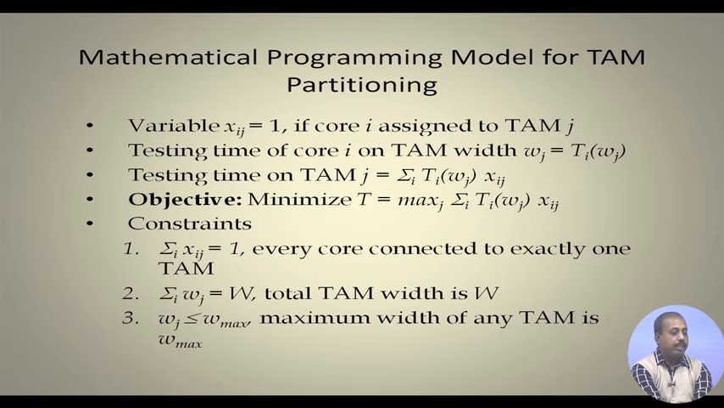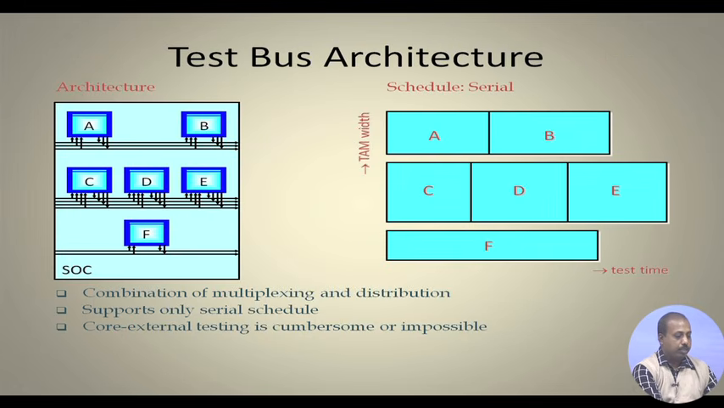So, the test time on TAM j is given by the sigma of t_i(wj) multiplied by xij. If xij equals 1, that means core i is being tested on TAM j, and in that case the t_i(wj) factor will get added. If xij is equal to 0, that means this core is not tested on this TAM, so it does not contribute to the testing time of TAM j. This computes the testing time of TAM j, and the objective is to minimize the maximum over all TAMs of these test time values. That gives the total test time for the system.